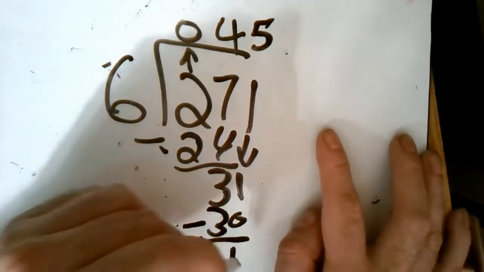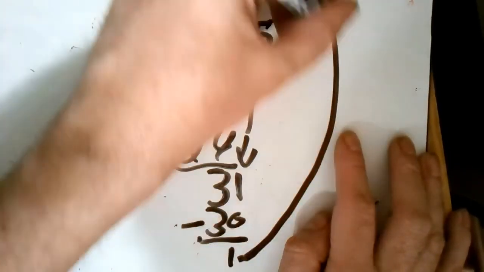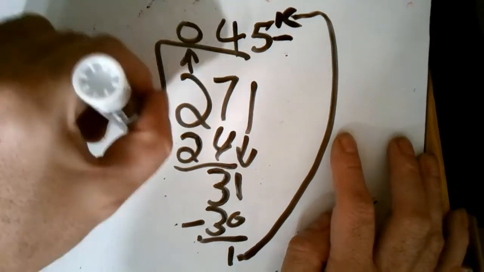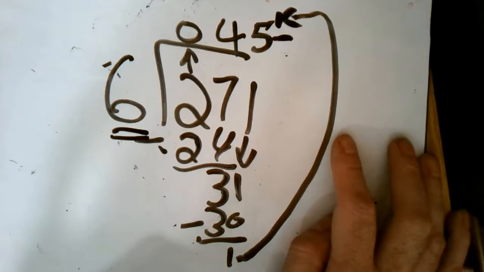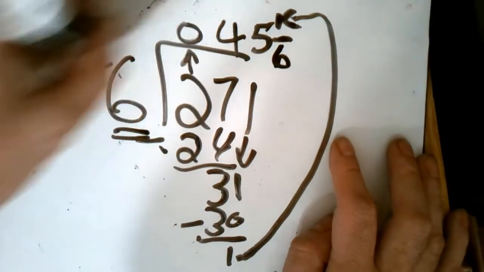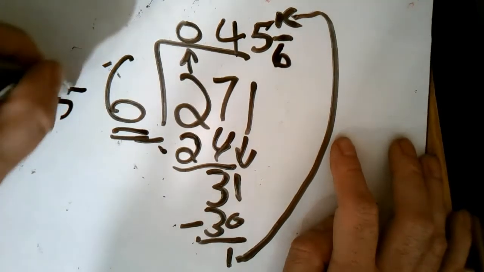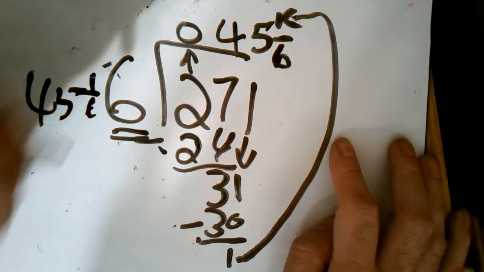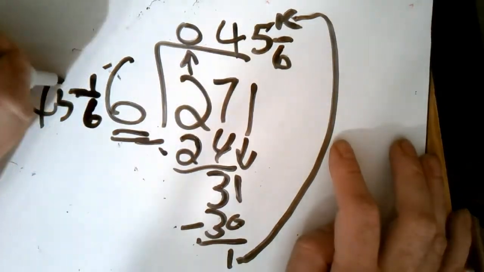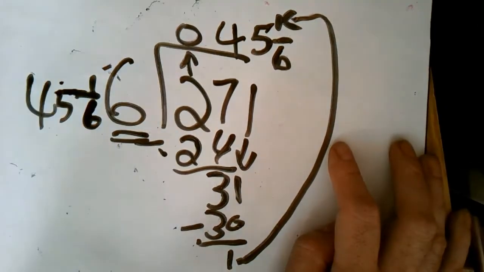I subtract. Same thing I've been doing. Now I have a remainder. I bring it up. It's 1 over this number, okay, over 6. So it's just 45 and 1/6. That's a 45, I promise you.